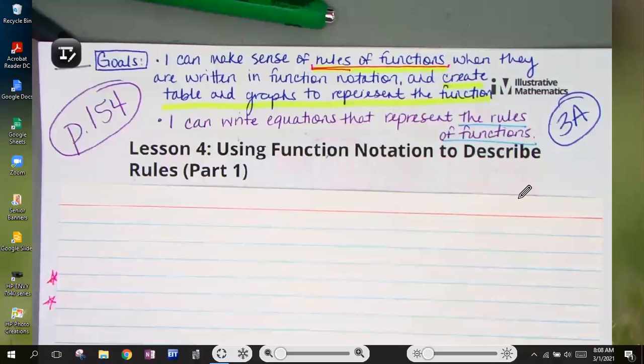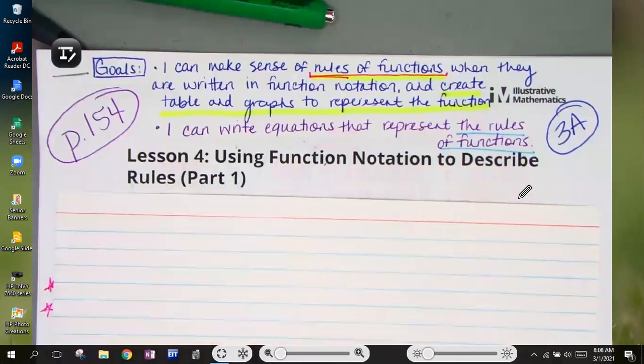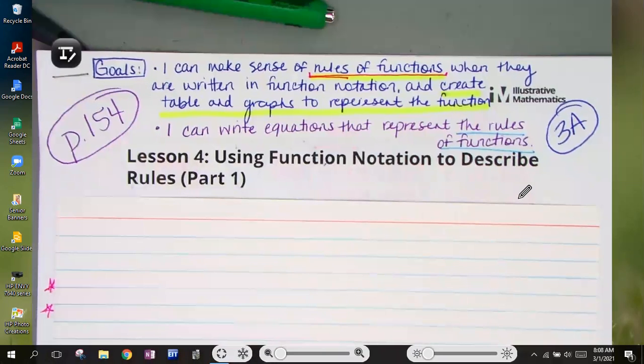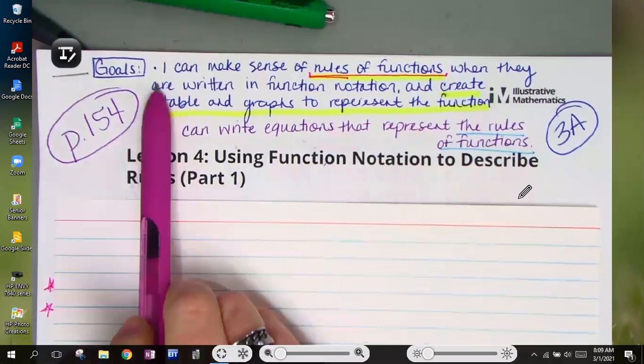Our goals for this lesson, for those of y'all that are having to go back and watch this video, you can just pause it and get the goals written down in your book. We are on page 154. So our first goal is I can make sense of rules of function.